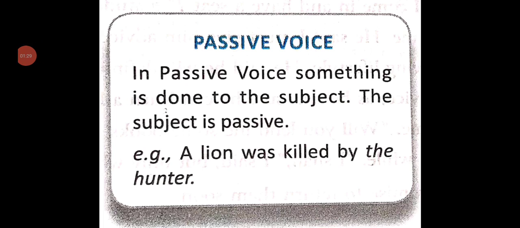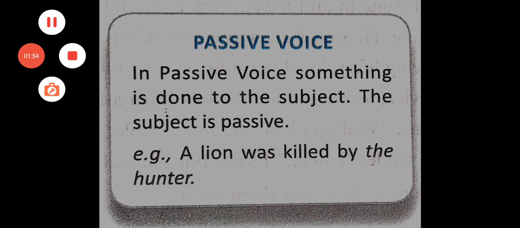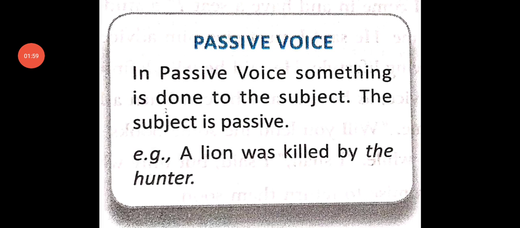Second, passive voice. In passive voice, something is done to the subject. Subject के लिए कुछ किया जाता है. The subject is passive. Otherwise, you can say if something is done to the subject, it is called passive voice. If subject is passive, it is called passive voice. Like, a lion was killed. शेर को मारा गया था by the hunter. Hunter के द्वारा, शिकारी के द्वारा.